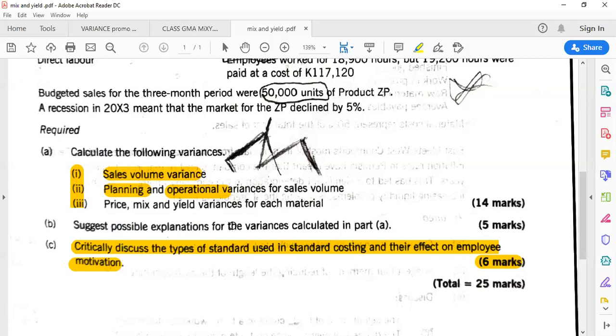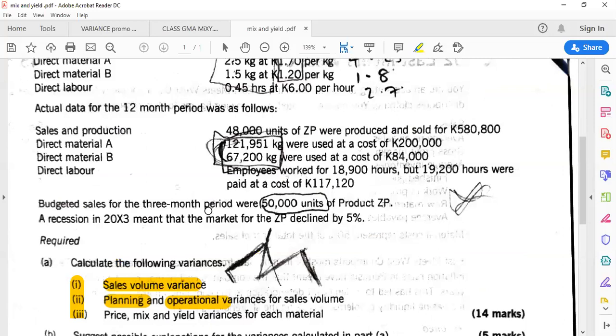Okay, so let's go. What's our sales volume variance? Whenever you see the word volume, I think I've been talking about this for a long time. Whenever you see the word volume, think about what? What should you think about, Madam Emma, when you see the word volume in variances?